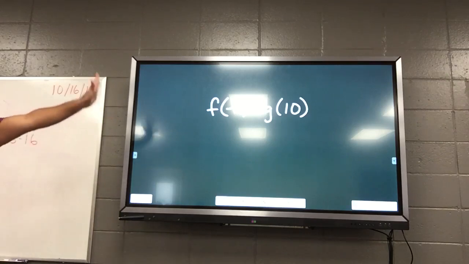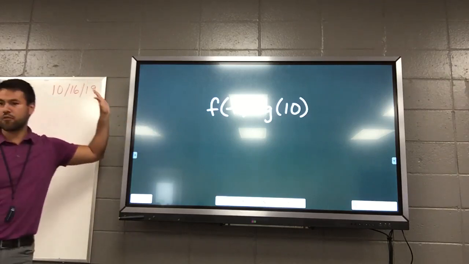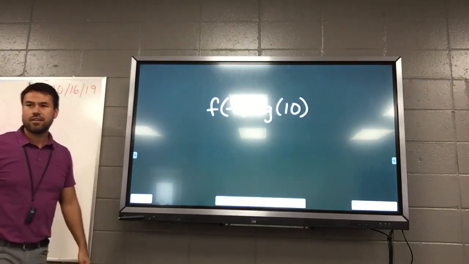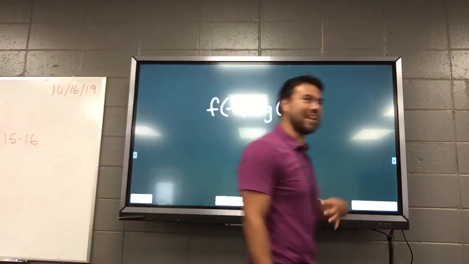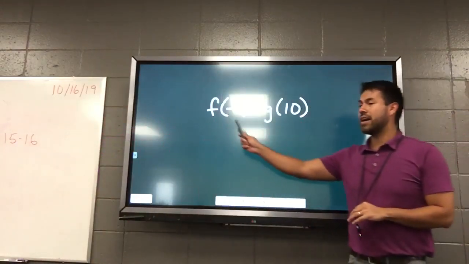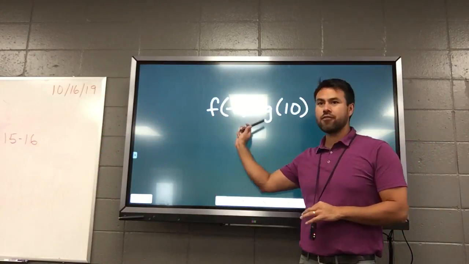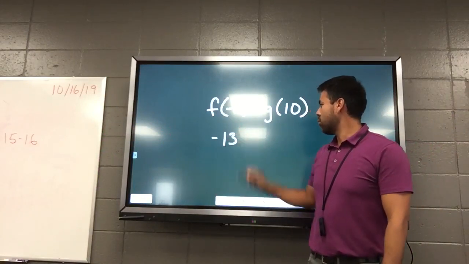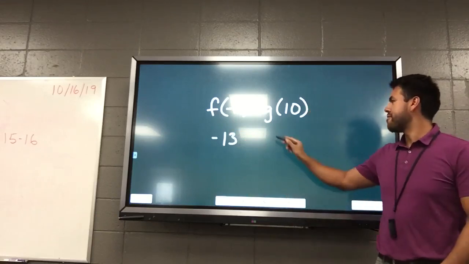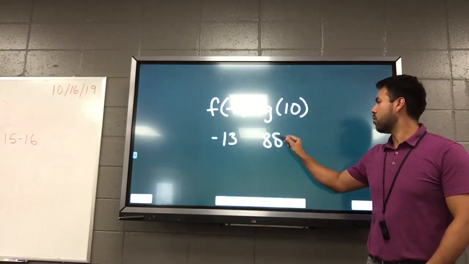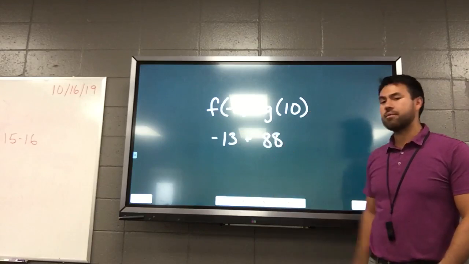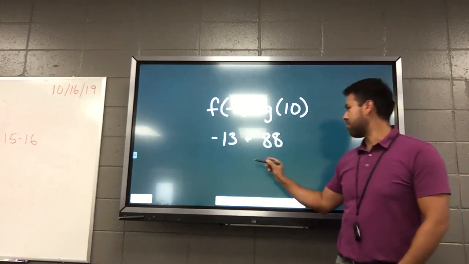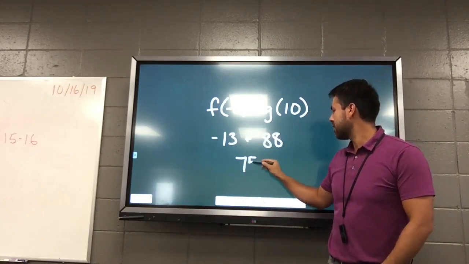Well, we're using the same info from that last screen. Yep, same info from back there. I just can't see it. Now you're like, what in the world is he asking me for? All right. Can anyone answer, what is f of negative 4? Negative 13. What is g of 10? 88. What do I do with those two? Add them. Or, yeah, you subtract them. 75?